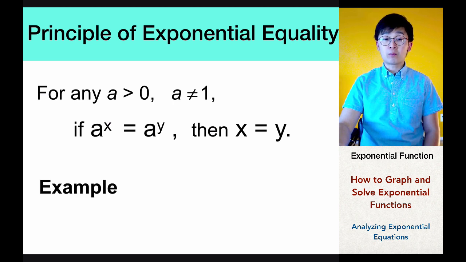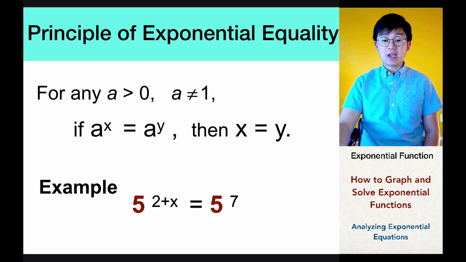So, ang example ng problem na ito, let's say meron tayong 5 raised to 2 plus x equal to 5 raised to the 7th. So, mapapansin nyo na yung ating a, which is yung 5, ay magkaparehas at identical. So, ang gagawin natin is pwede natin siyang tanggalin at pwede tayong magkaroon ng 2 plus x equal to 7. So ito yung paggamit ng principle of exponential equality.